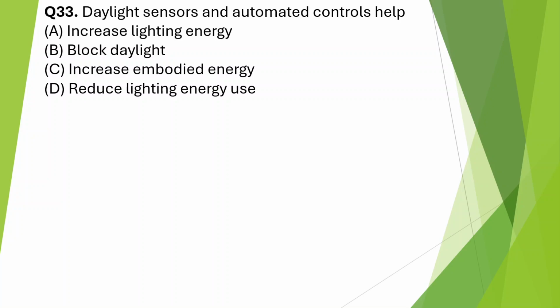Question number 33 is asking you all that daylight sensors and automated controls help in which of the 4 options. Out of the 4 options, which is the correct answer, you can choose.